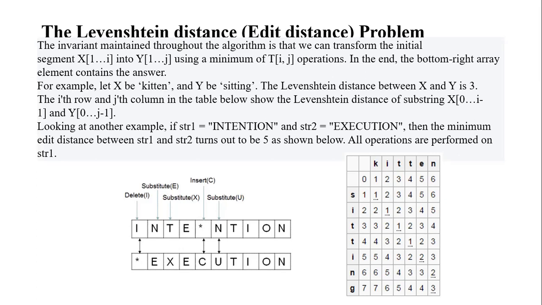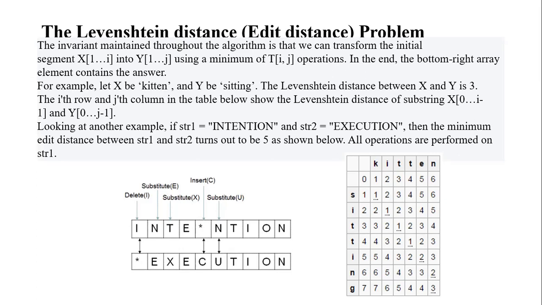The invariant maintained throughout the algorithm is that we can transform the initial segment using the minimum number of operations. At the end, the bottom right array element contains the answer. For example, let X be kitten and Y be sitting. The Levenshtein distance between X and Y is 3, where the i number of rows and j number of columns in the table are shown below, for substituting X size 0 to i minus 1 and Y size 0 to j minus 1.